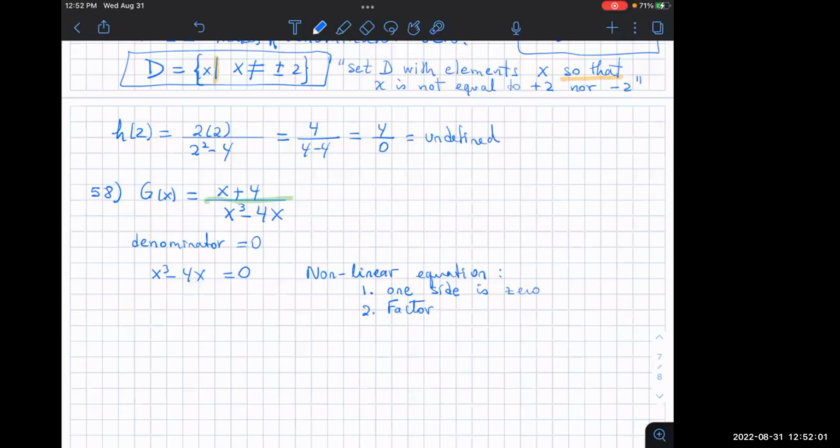Okay, so the first thing to do is always the greatest common factor. x cubed and 4x have x in common, so you factor that out. So x times, to get x cubed I need x squared. So x times x squared will give me x cubed, and x times negative 4 will give me the negative 4x. Then you set each factor to 0.